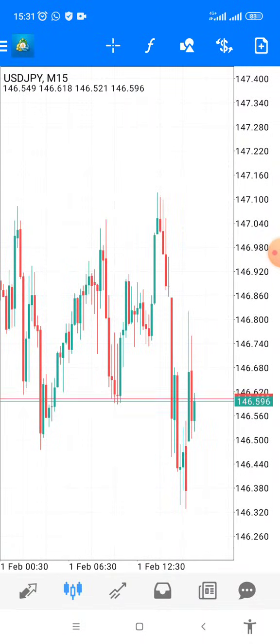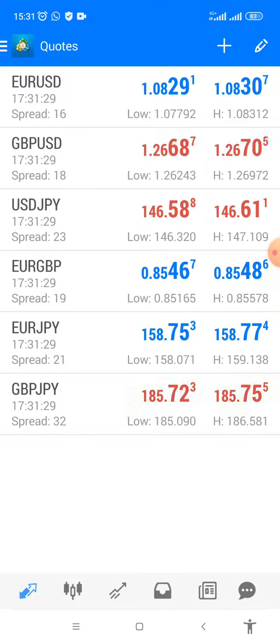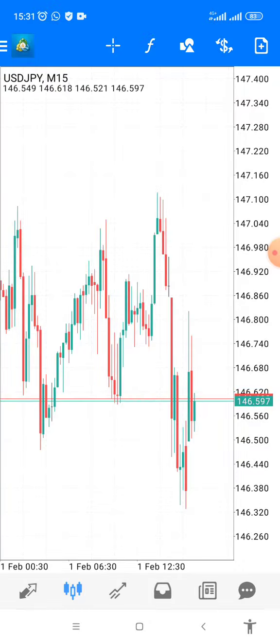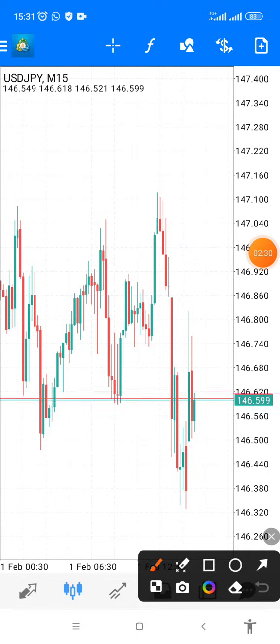And then you will look for that pair, which is USD JPY. For instance, you come to the pairs. USD JPY is here. You tap on it. You click on open chart. At this point, you want to open the chart and see. This is USD JPY and this is the chart. What is the current price of USD JPY? The current price now is around 146.60.